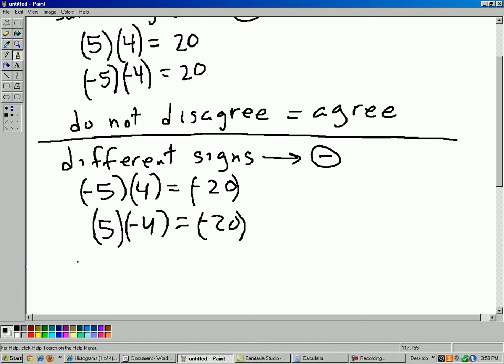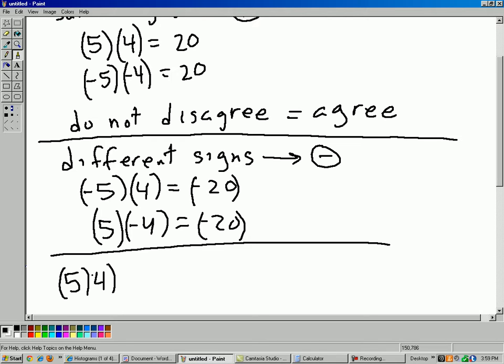Now, the reason why negative times positive equals negative is actually pretty simple to explain. If you think of what the meaning of multiplication is, let's go back to a regular multiplication problem, like 5 times 4. So what does 5 times 4 really mean? It means you take a 5 and you add it together 4 times. That's the literal meaning of multiplication. So it means a 5, 4 times.